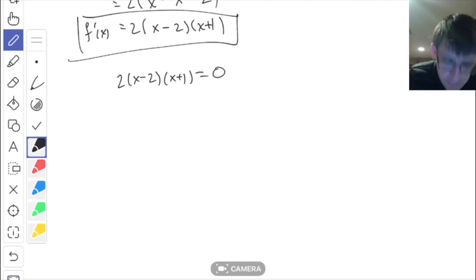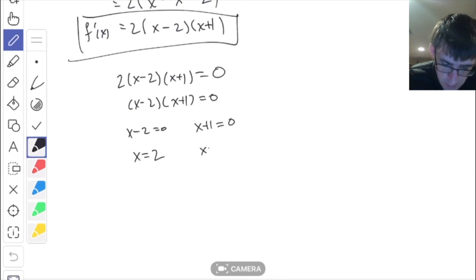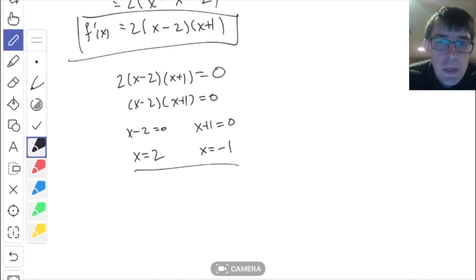Solve for x. First of all, the 2 can just divide away entirely. I divide both sides by 2. On the right, I get 0 divided by 2, which is still 0. So this is just x minus 2 times x plus 1 equals 0. And then this is already factored, so I can just say x minus 2 equals 0, x plus 1 equals 0. I get x equals 2 or x equals minus 1. All right, these are what they call the critical numbers.